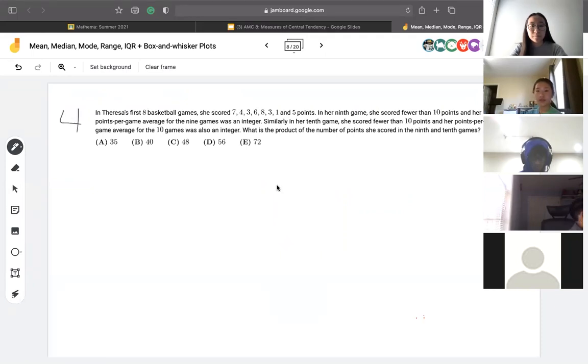In Teresa's first 8 basketball games, she scored 7, 4, 3, 6, 8, 3, 1, and 5 points. In her 9th game, she scored fewer than 10 points, and her points per game average for the 9 games was an integer. Similarly, in her 10th game, she scored fewer than 10 points, and her points per game average for the 10 games was also an integer. So what is the product of the number of points she scored in the 9th and 10th games? And just a reminder, integers mean it doesn't have a decimal part or a fraction part. It's like a whole number.